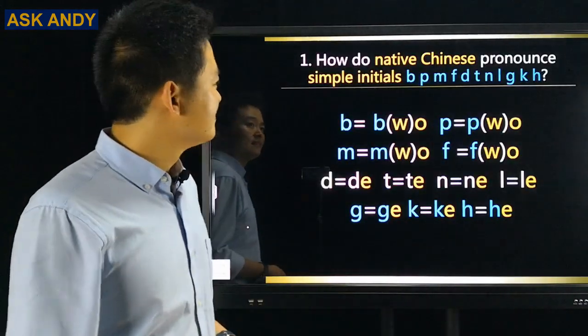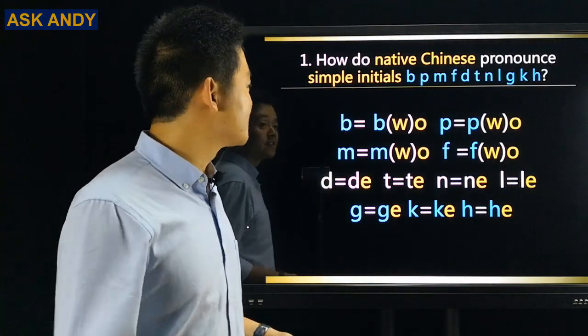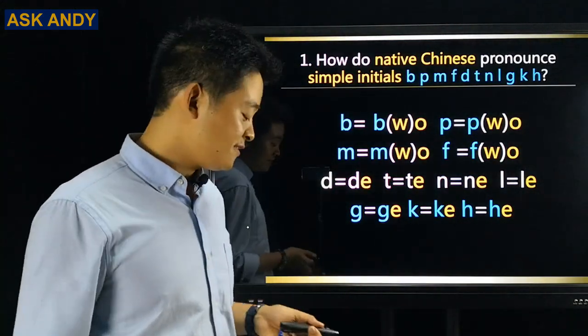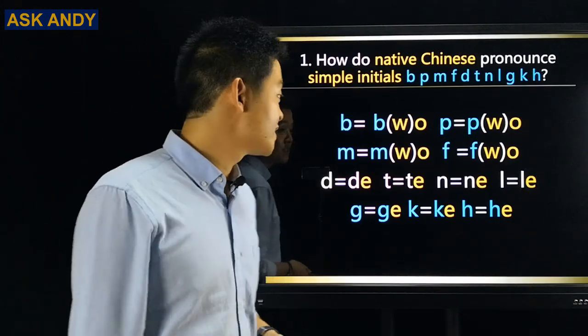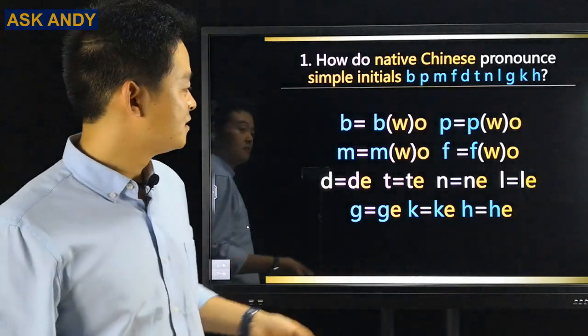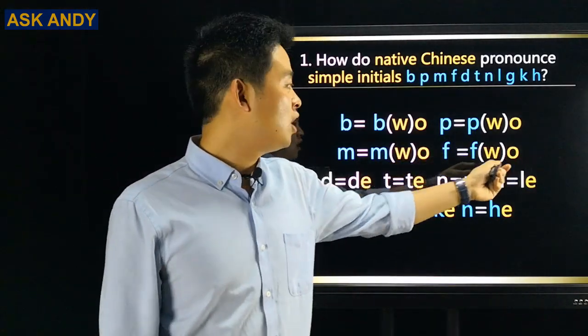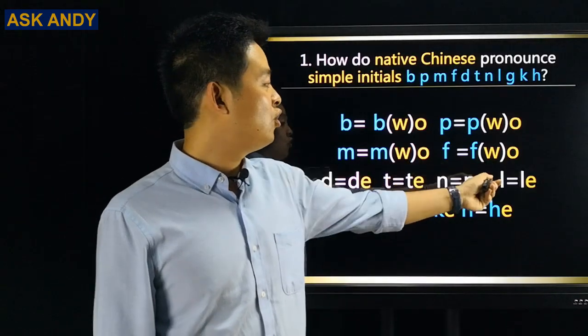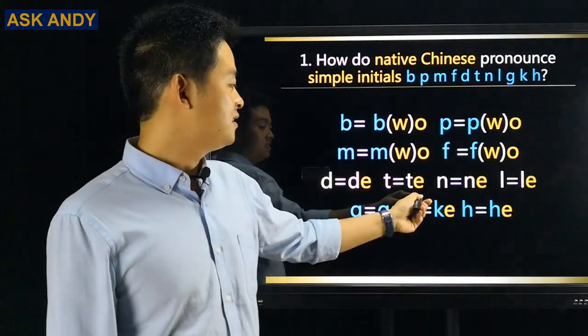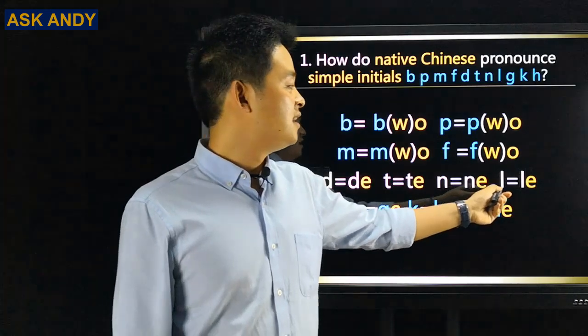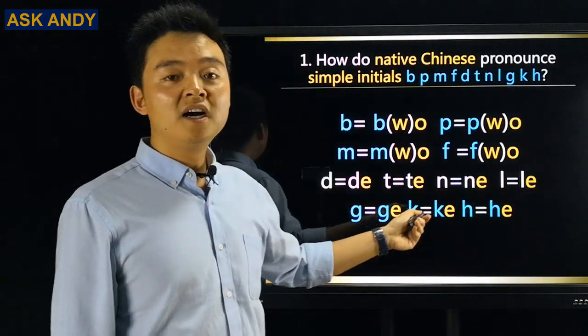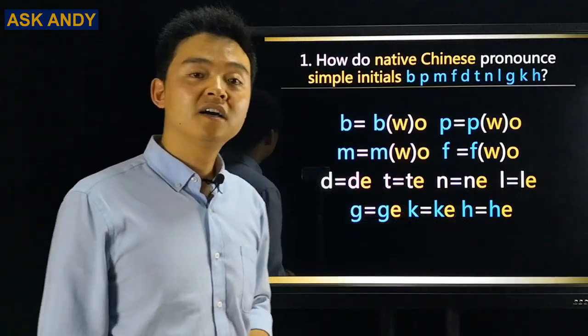Question number one. How do native Chinese pronounce simple initials? You are going to find native Chinese pronounce simple initials in this way. 波, 坡, 摸, 佛, 的, 特, 呢, 了, 歌, 科, 喝.